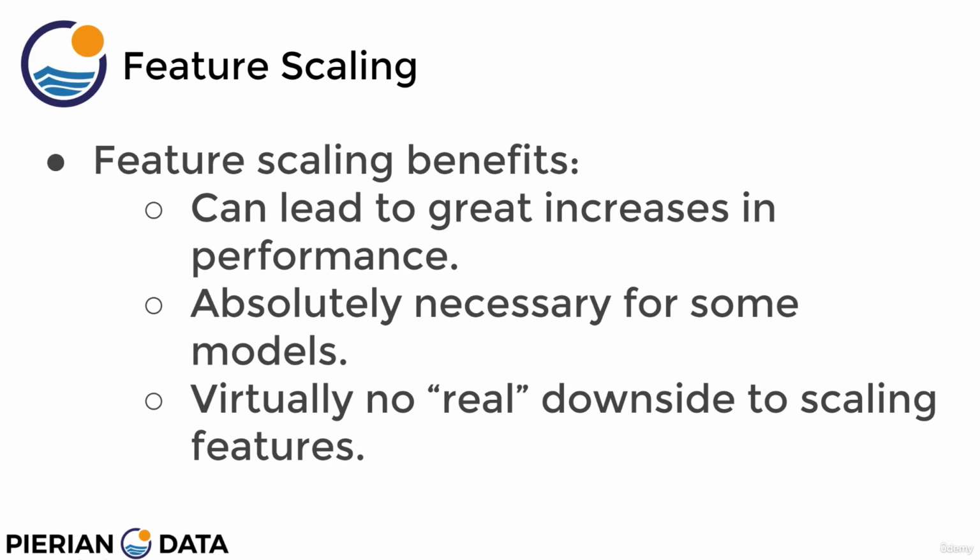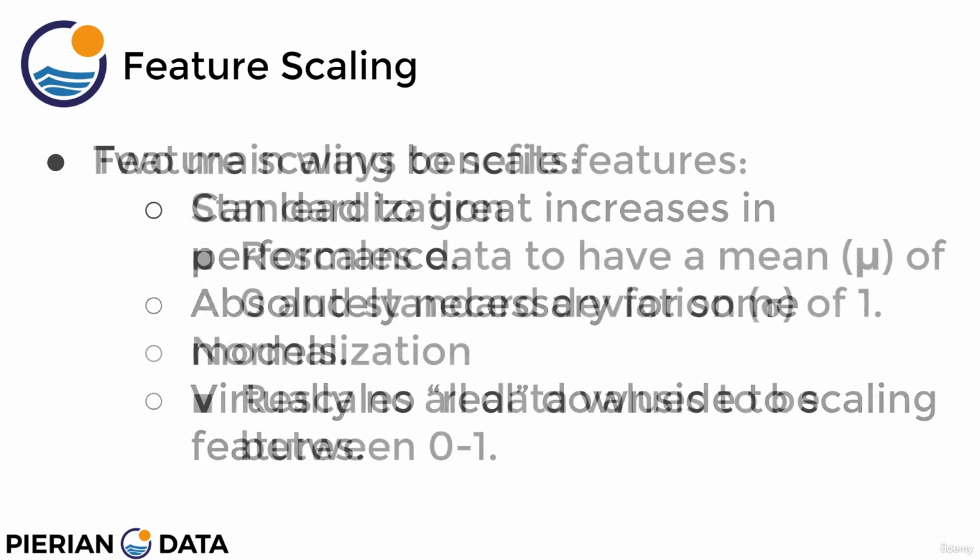Now, feature scaling, the main benefits are it can lead to great increases in performance. And what we mean by that are performance metrics. Many machine learning algorithms have a boost in machine learning performance when you actually perform feature scaling. The other benefit is that in some cases, it's absolutely necessary just for the model to get any sort of good results. And we're talking about things like k-nearest neighbors in that aspect. And there's pretty much virtually no real downside to scaling features. So if you're ever unsure whether or not you should be scaling features for a particular machine learning algorithm, you can go ahead and just scale them anyways, since it really doesn't take too long to compute the scaling, and it's not going to harm any other algorithms.